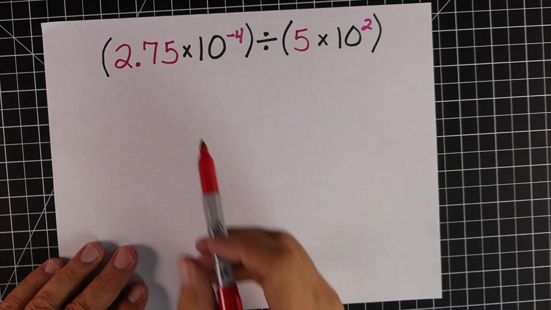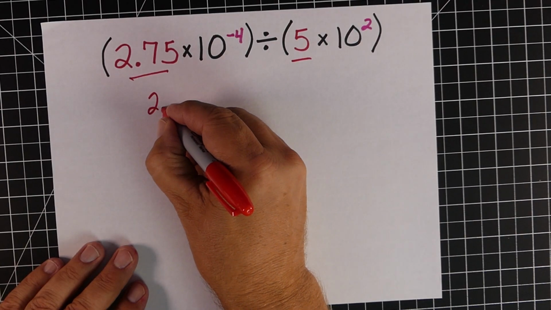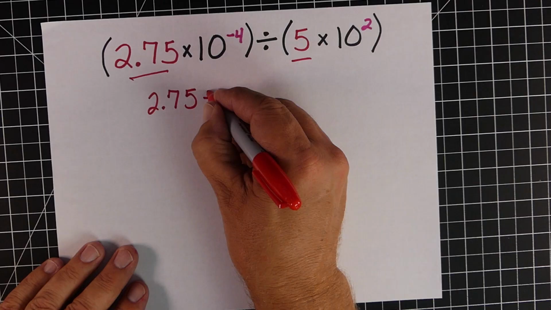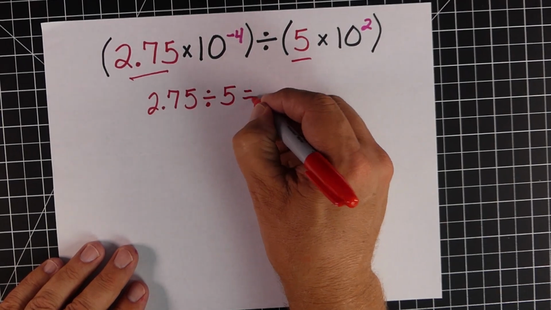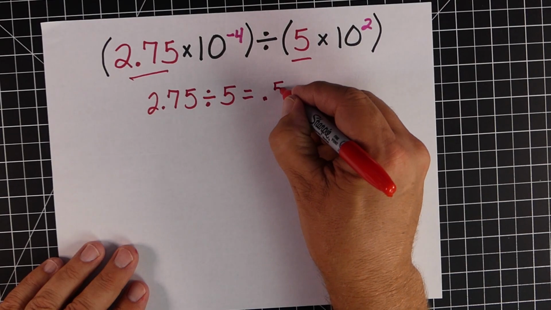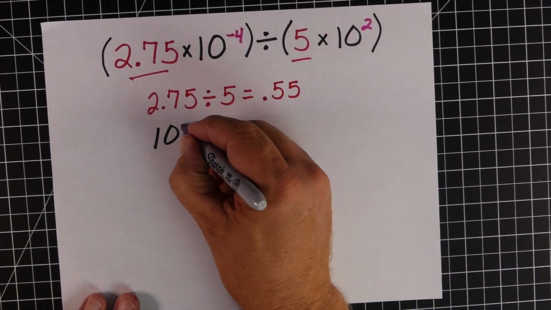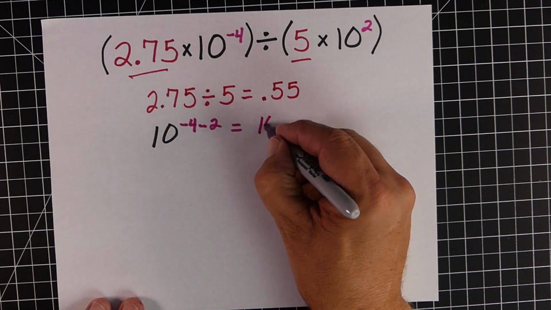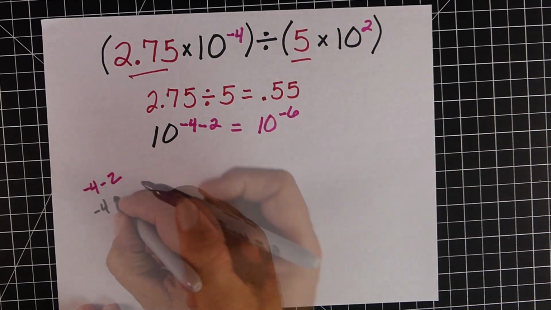Example number 5. In this example here, we have 2.75 times 10 to the negative 4th divided by 5 times 10 to the 2nd. Our first step again is to divide. We're going to go 2.75 divided by 5. When we do that, we're going to end up getting 0.55 or 55 hundredths. We're then going to subtract our exponents. We have negative 4 minus 2. And that's going to give us negative 6. So it's 10 to the negative 6th.